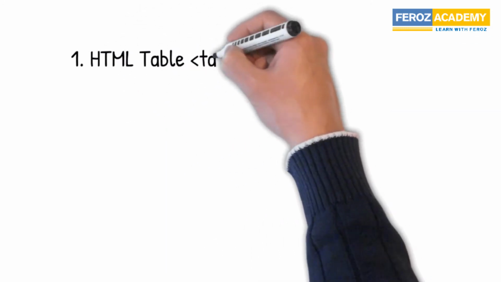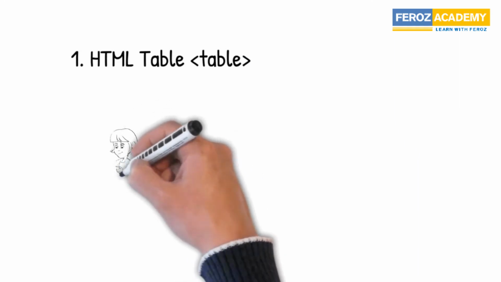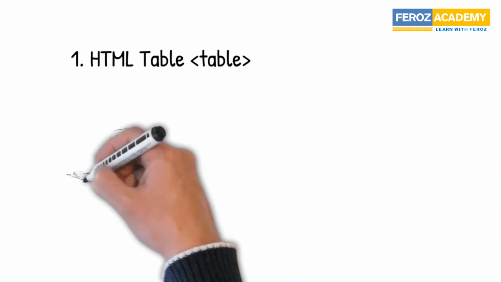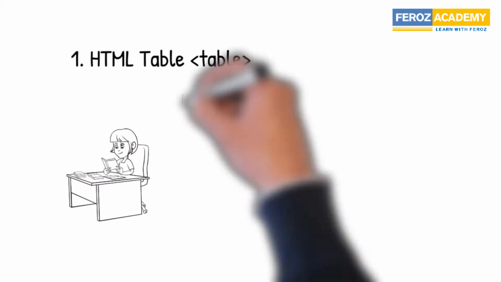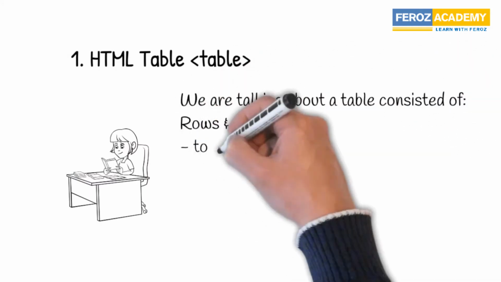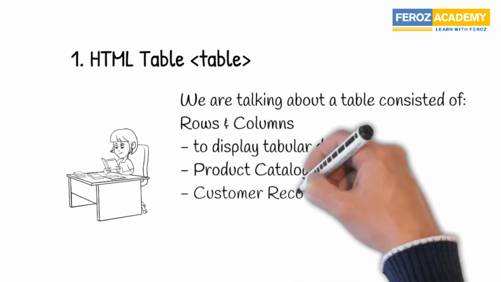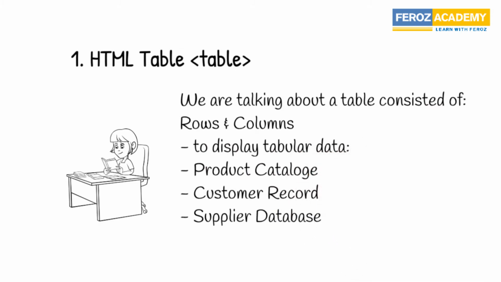Let's start with topic number 1, HTML table. When we are talking about an HTML table, we are not talking about this table. We are talking about a table consisting of rows and columns which is used to display tabular data such as product catalogs, customer records, supplier database, and so on.